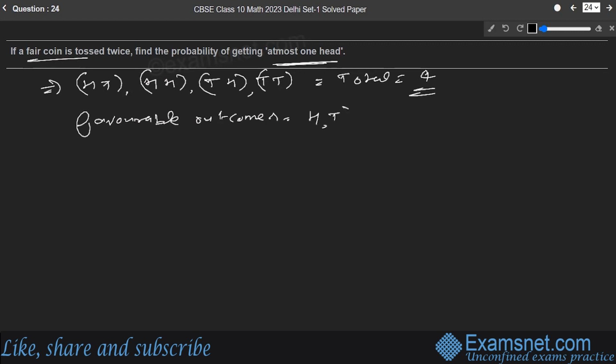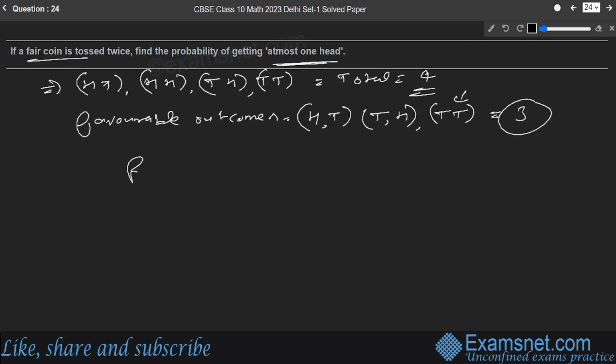So you can receive things like HT, head first then tail, or you can receive tail first then head, or you might receive no head. So no head is also included because he has asked for at most one head. Okay, the maximum limit is given, the minimum limit is not given. So we can take tail also where there is no head. So these are the favorable cases, that is 3.